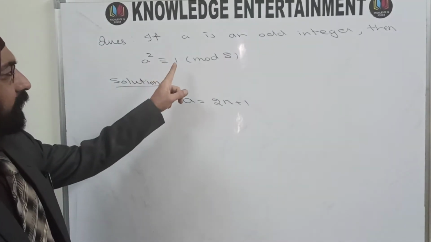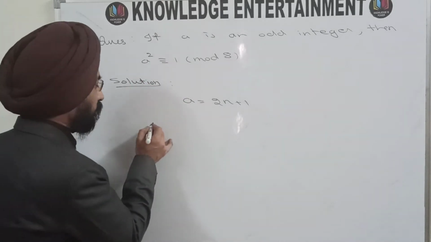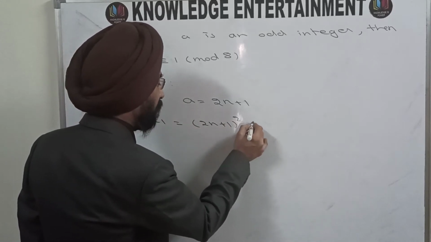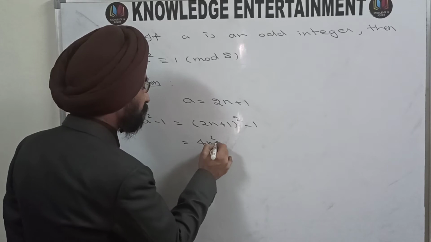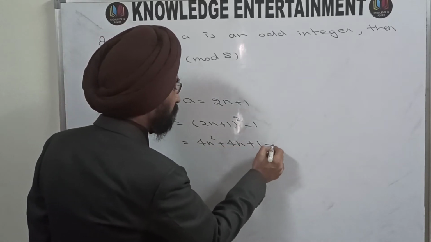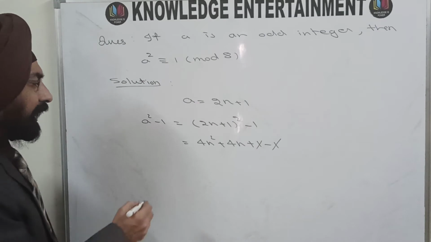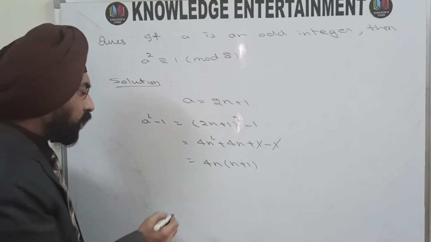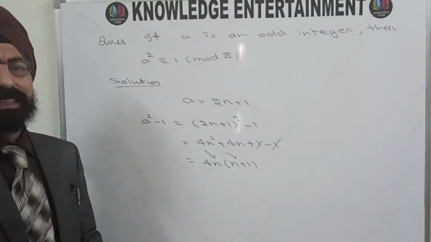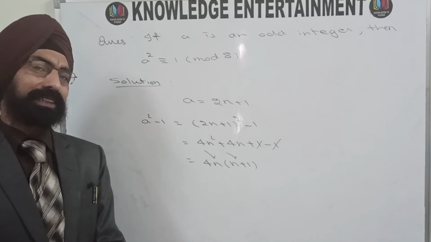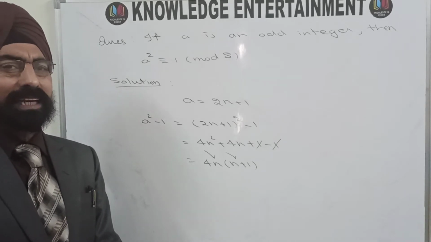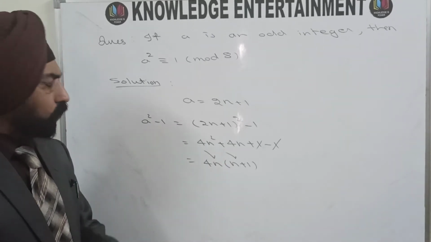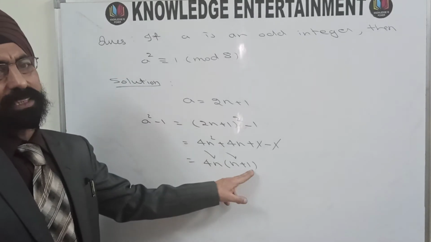What about a square minus 1 then? a square minus 1 means (2n plus 1) whole square minus 1, which means 4n square plus 4n plus 1 minus 1. The minus 1 will be cancelled out with this plus 1, and you will be left with 4n times (n plus 1). Now this n and this n plus 1 are consecutive integers, and we know that if two integers are consecutive, then exactly one of them will be divisible by 2. So either this is divisible by 2 or this is divisible by 2.